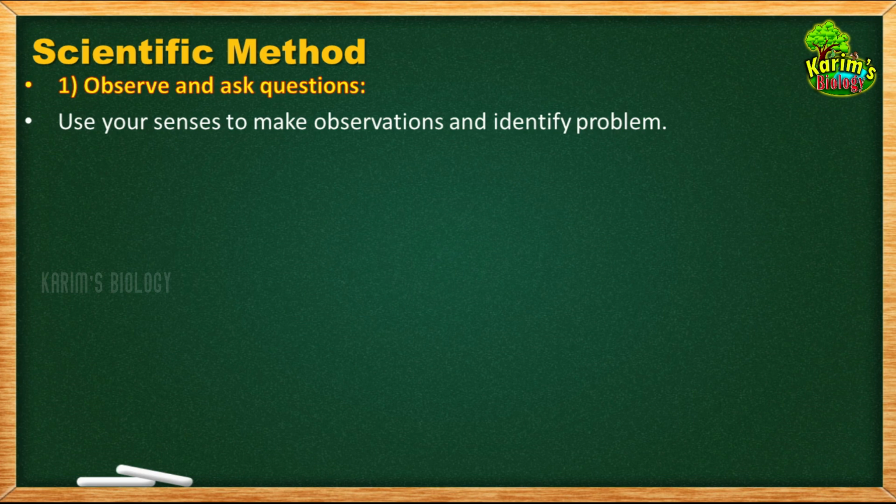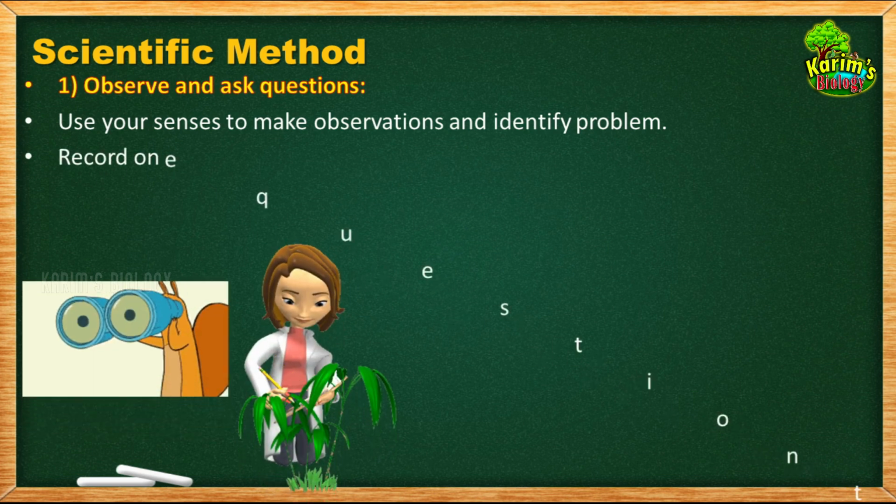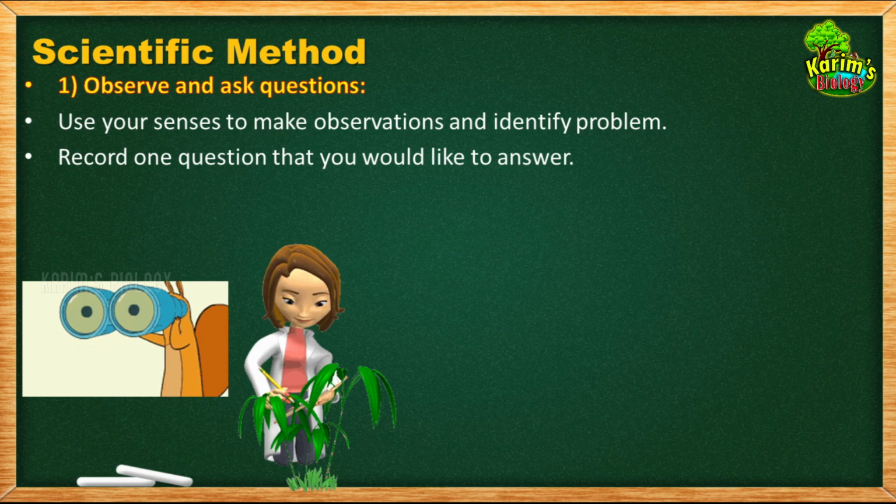So when you observe your world, or when you observe nature or your surroundings, you can identify so many problems, and you also sometimes want to find out the reasons behind these problems. So definitely you may find some problems around you when you make a keen observation by using your senses. Then what should you do after identifying the problem? After identifying the problem, you have to record one question. There is a problem you found, and there may be a reason for the problem. Now you formulate a question. Why is it happening? That is the first step in scientific method, which is observing nature and asking questions.